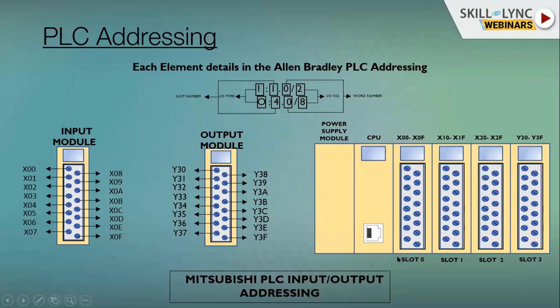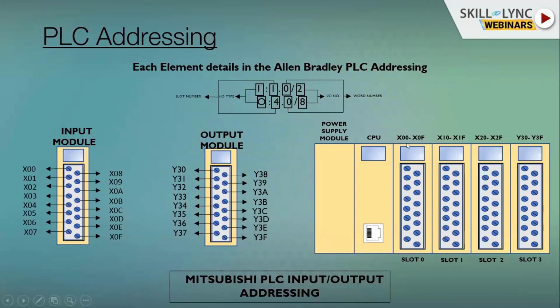First is slot 0. Also, slotting can differ depending on the PLC system. In Allen Bradley, the CPU started with slot 0, but in Mitsubishi, the first input module starts with slot 0. Also, in Mitsubishi the numbering is in hexadecimal format, whereas in Allen Bradley it is decimal format. So they will be in increment manner.